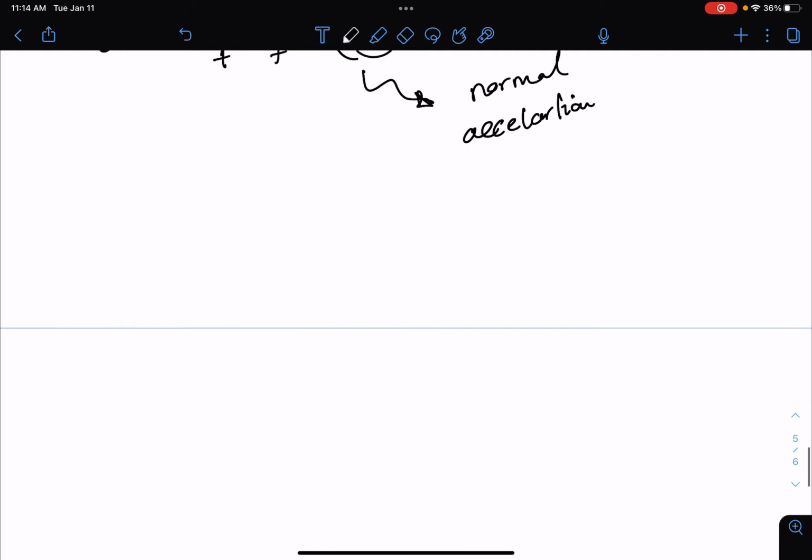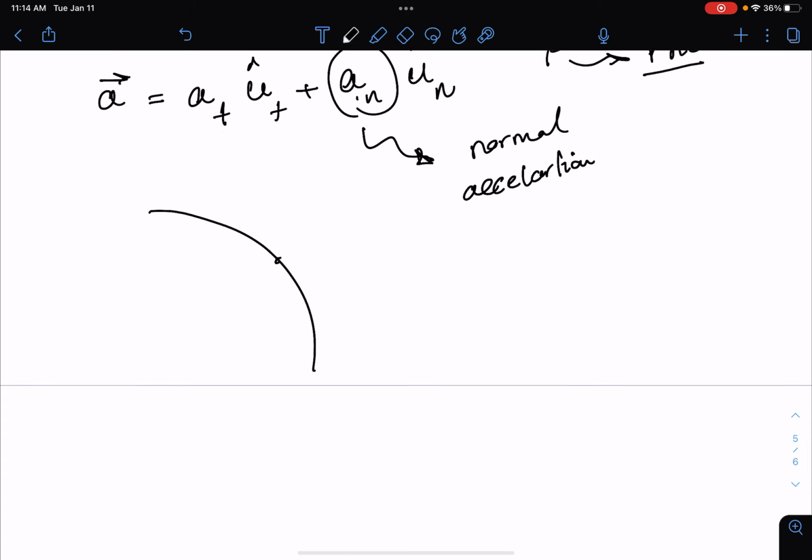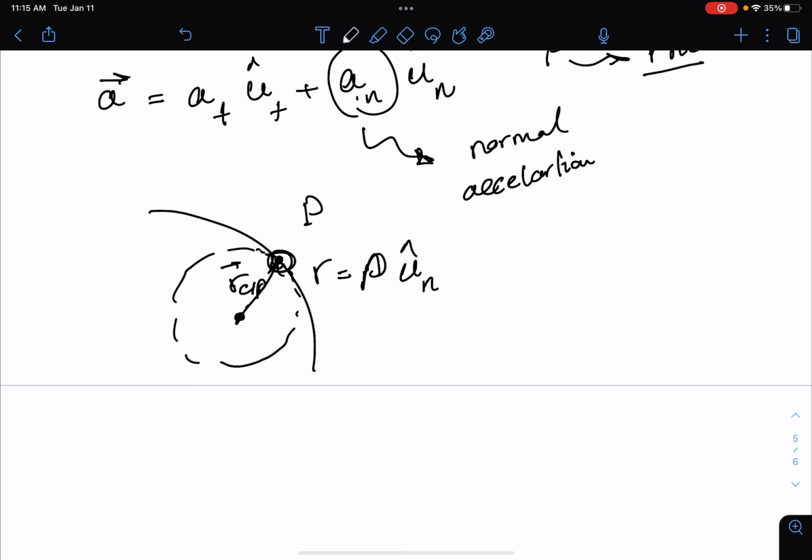Let me try to draw a better picture. This is the particle P. If we were to draw a circle that is tangent to only this part of the path, the center of that circle is going to be the center of your curvature, and that position vector is going to be named r c of p, and its value, its magnitude, is going to be equal to your curvature. And we can use the vector notation to show it.